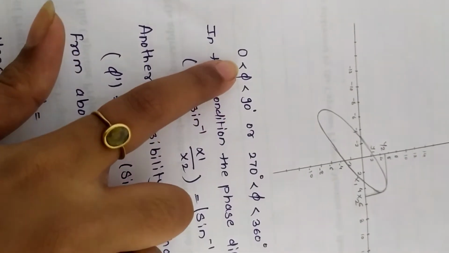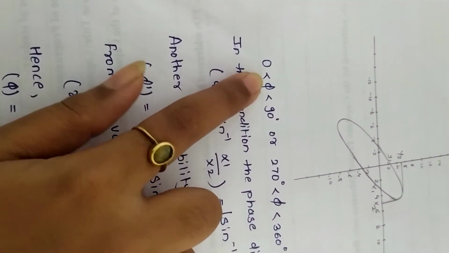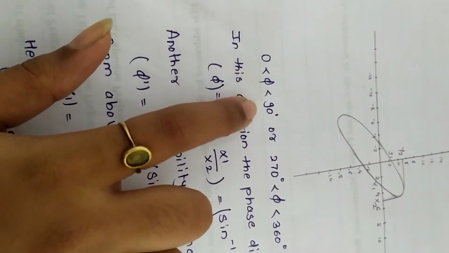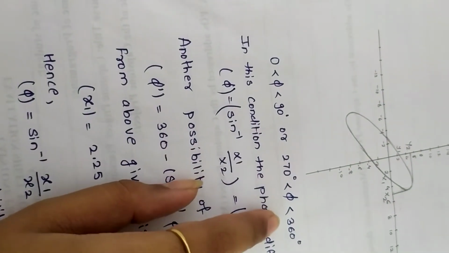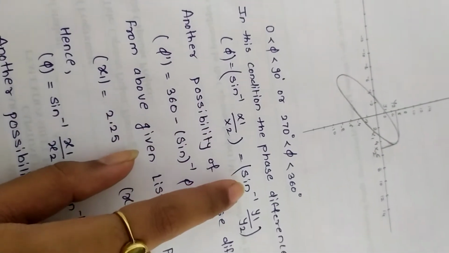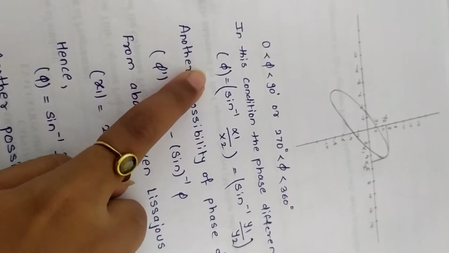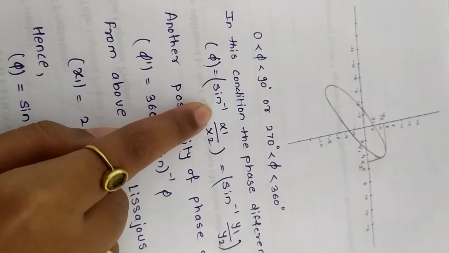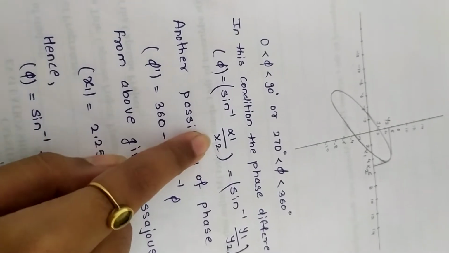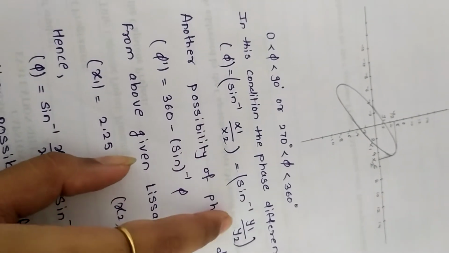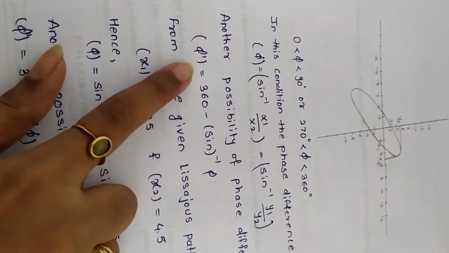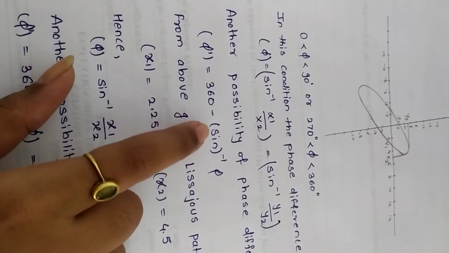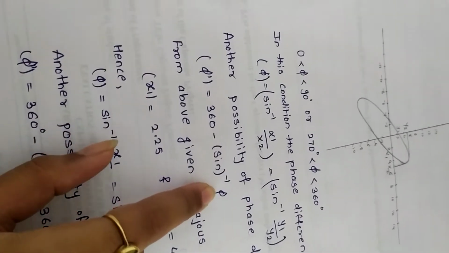Let's consider 0 is less than theta is less than 90 degree, or 270 degree is less than theta less than 360. In this condition, the phase difference will be theta equals sin inverse x1 divided by x2, or sin inverse y1 divided by y2. Another possibility of phase difference is theta equals 360 minus sin inverse theta.